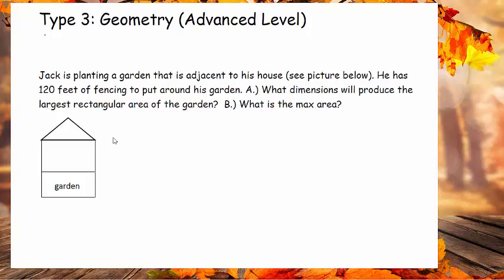So we want to make sure that we realize if this garden is adjacent to his house, so here's his garden and here's his house, he's not going to need to fence this side because it is bordered already. So he's only going to fence 3 sides of his garden.